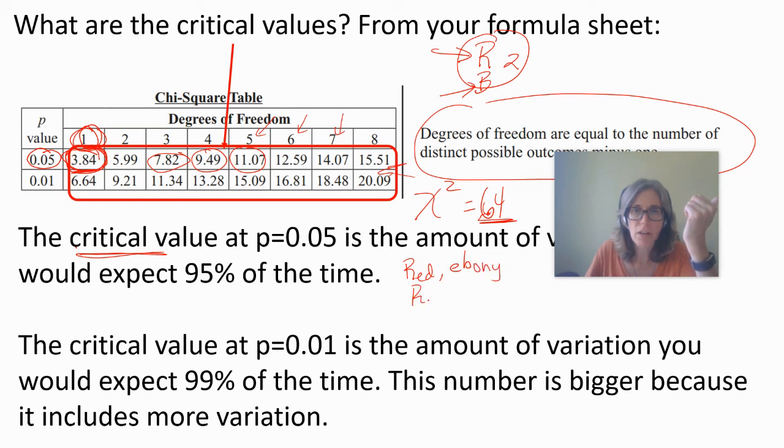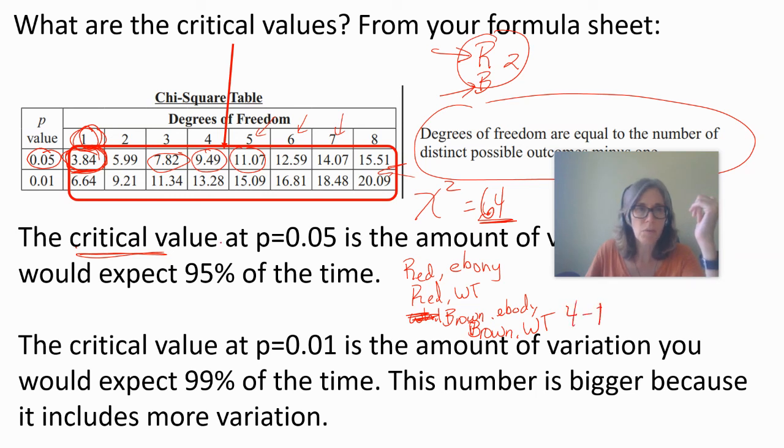Or you could have red eyes and let's go with wild type body, whatever. I guess a lighter colored. Or you can have white eyes. No, actually I was using brown. Let's use brown. Brown eyes with ebony body. Or they could have brown eyes with wild type body. Those are 4 different possibilities. And so now I have a degree of freedom of 4 minus 1, which is going to be 3.